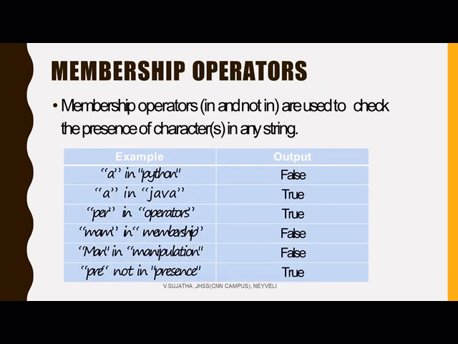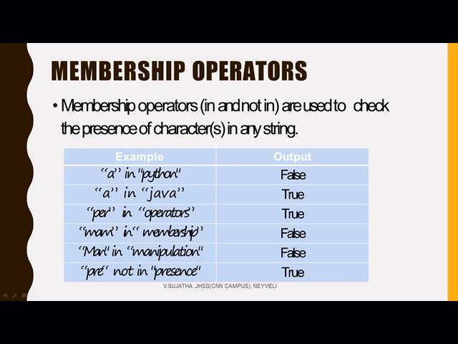Okay. Then we'll move on to the membership operators. Already you know that the membership operators are in and not in. These two operators are membership operators. Now here you are going to check. See here in this example, A in Python. Python is a string and you are checking whether A is available in Python. No. So it gives the answer as false.